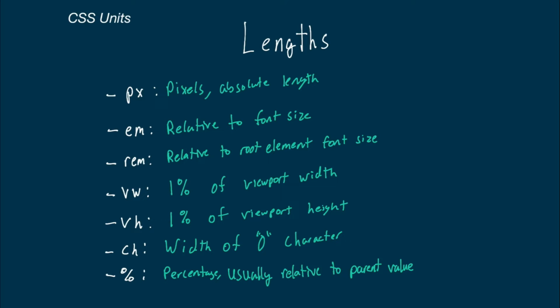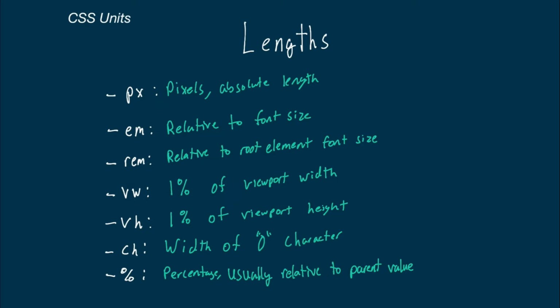On the other hand, relative units make our lengths relative to something else, and there is a variety of useful units here to choose what that something else is. For the EM unit, it will be relative to the font size. Moreover, if you're using an EM to set a font size, it will be relative to the parent's font size.